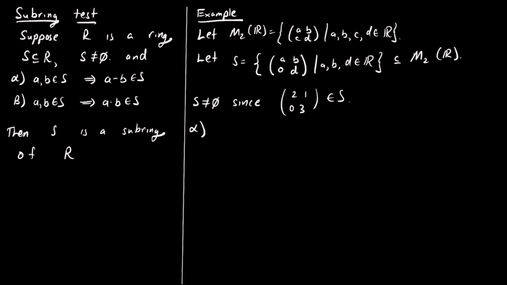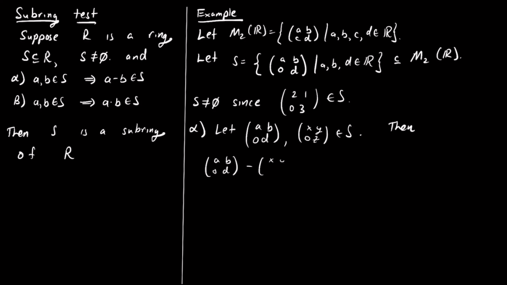So condition alpha, I'll say let these two matrices, let's say [[A, B], [0, D]] and [[X, Y], [0, Z]] be elements of S. Then let's take their difference. If I take [[A, B], [0, D]] minus [[X, Y], [0, Z]], what do I get? I'm going to get A minus X, B minus Y, 0, and D minus Z. And the thing to notice is that these entries are real numbers, and the bottom left entry stayed 0. So I'm able to say that this is an element of S, right? I meet the requirements for being inside of S. Okay, so that's condition alpha.